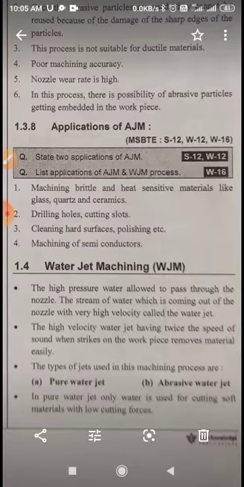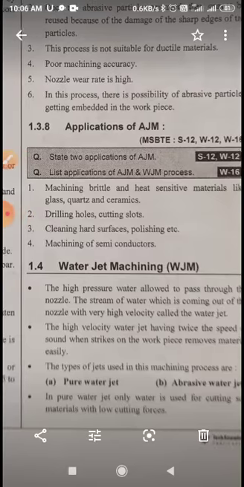Now the second one is water jet machining, also called WJM. Now instead of gas, water is used. Same process is there. The high pressure water is allowed to pass through the nozzle. The stream of water coming out of the nozzle with very high velocity is called the water jet. The high velocity water jet, having twice the speed of sound, when it strikes the workpiece, removes the material easily.